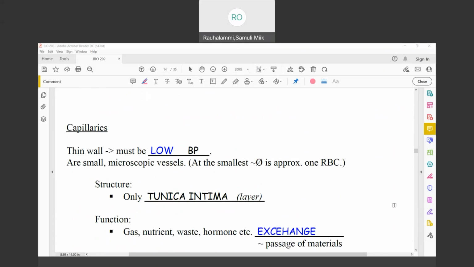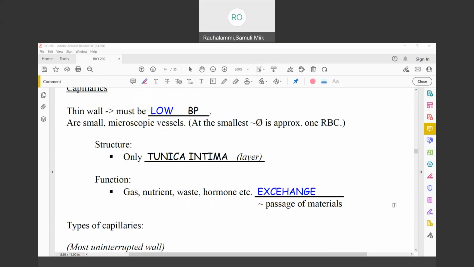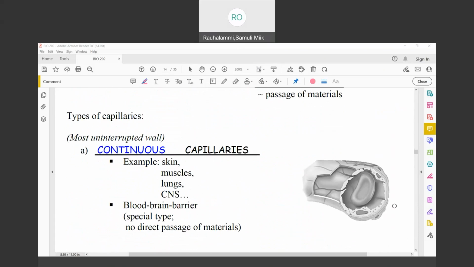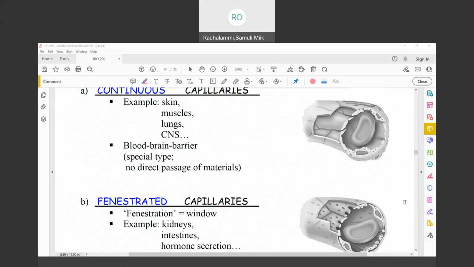You remember capillaries, we have a low blood pressure there, often just a tunica intima layer, and it was the site of exchanging materials. Three types of capillaries that I want to discuss. We have our continuous capillaries. So here the wall of the capillary is uninterrupted. We find these continuous capillaries, for example, at the skin, muscles, lungs, central nervous system, blood-brain barrier.